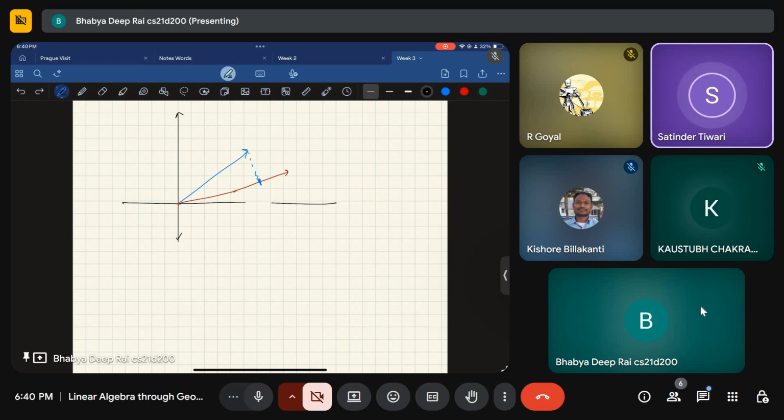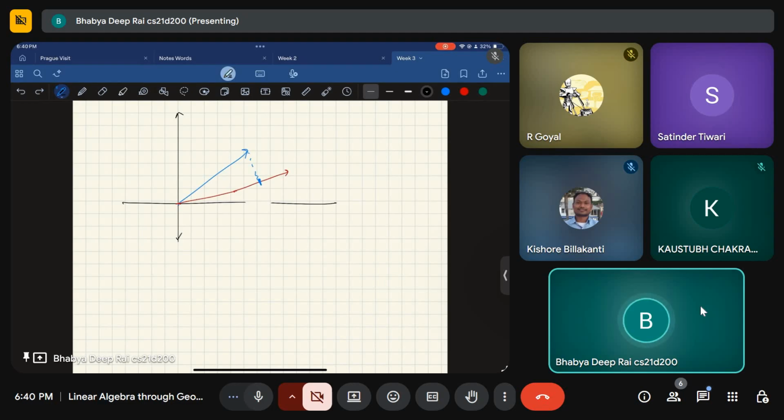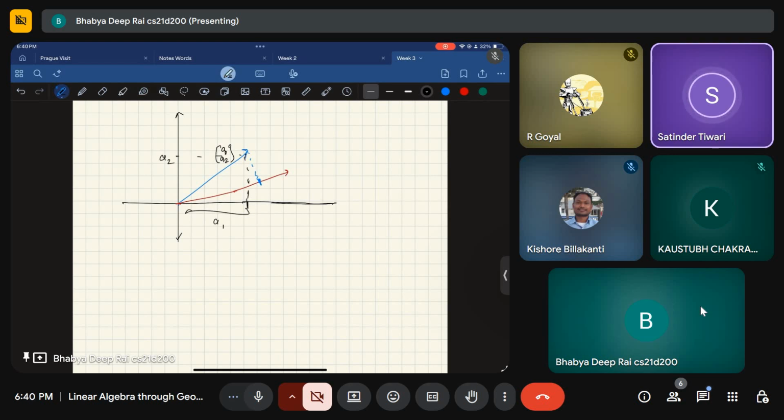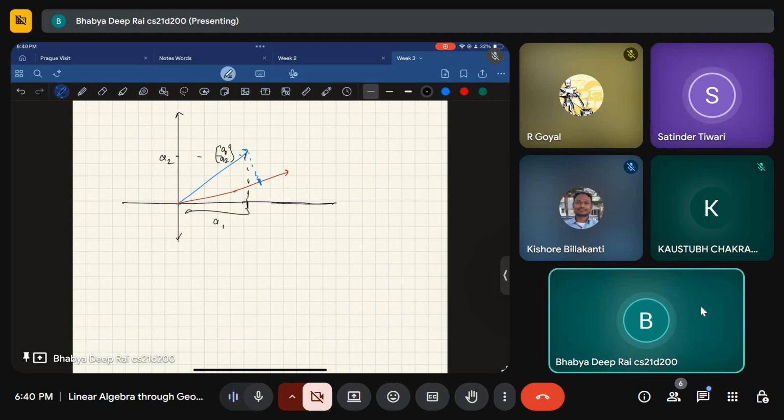So that part I'm not understanding, why we are adding. If it is A1, A2, then the projection on the y-axis will be A2. And this is B1, B2, and the projection on the x-axis will be B1, and on the y-axis will be B2.